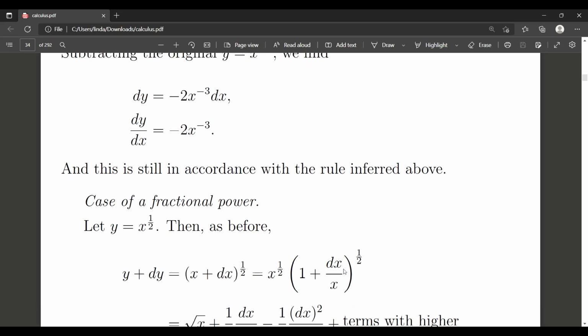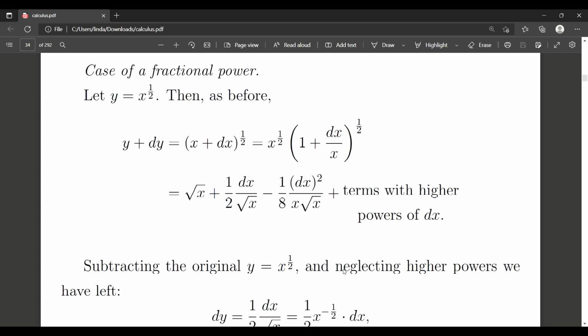Case of a fractional power. Let y equal to x to the power half. Then as before, y plus dy is equal to x plus dx to the power half, which is equal to x to the power half times 1 plus dx over x to the power half, which is equal to the square root of x plus half dx over the square root of x minus 1 over 8 times dx squared over x times the square root of x plus terms with higher powers of dx.